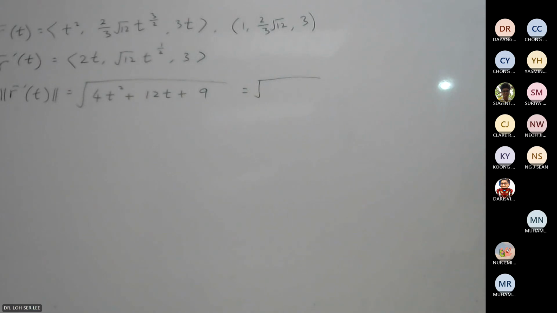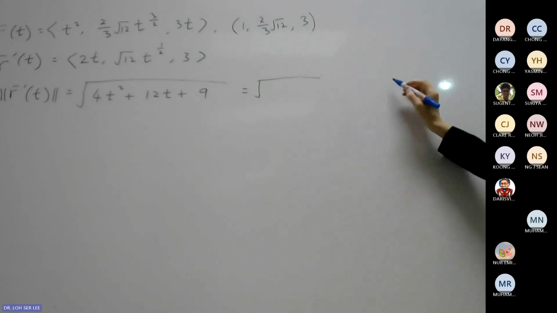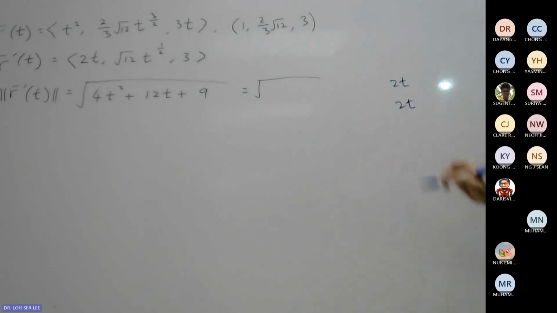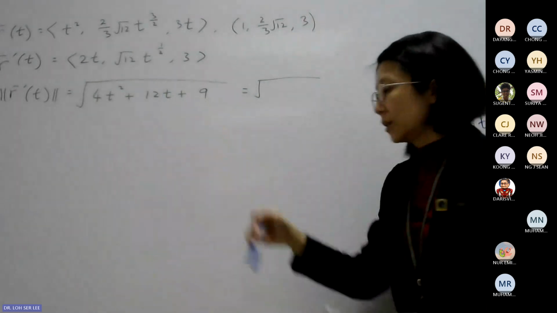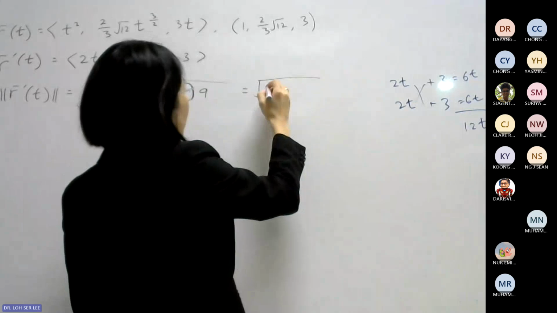Factorization. 4t squared, we have 2t times 2t, and the 9, you have 3 times 3. So you get 6t, 6t, total 12t. Okay, after this 12t, so you have 5t plus 3.